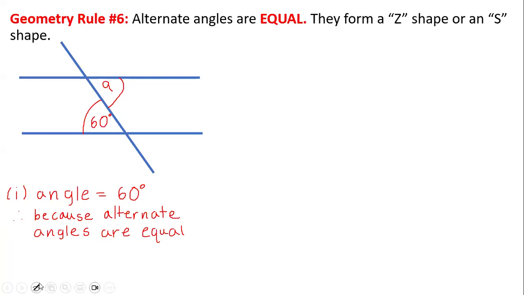Okay, so does anyone see the Z? Anyone see the Z? Yes, sir. You see the Z shape? Ah, the Z shape. So this is the Z right there. Yes, sir. Right there.